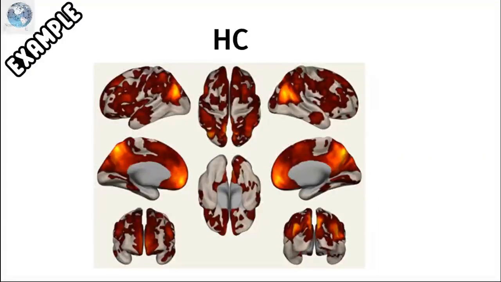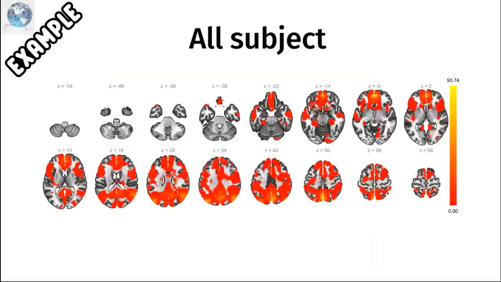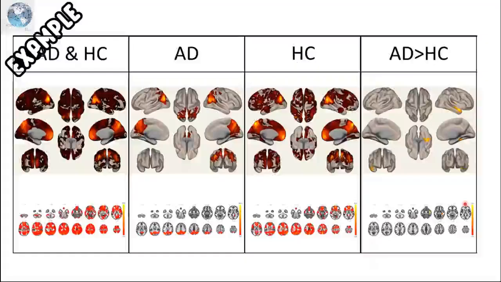Okay, this is for healthy control. This is for the 3D display images, and this is for the slices. Here you can see the meter of hot and cold. From these brain images, you can see the healthy control has more activity compared to AD.